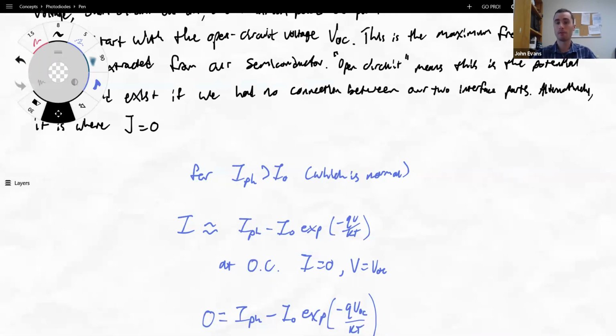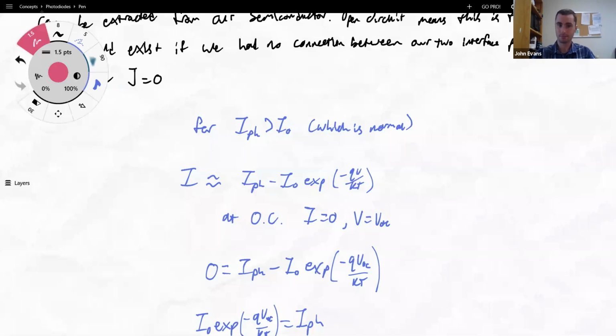In the case where the photocurrent is significantly larger than the dark saturation current, or I naught, which is totally normal and a very reasonable assumption, we can approximate the current voltage relationship as such. All we did is get rid of that -1, because that would be like minus I naught, and we're saying that's too small for it to matter. So we're just going to simplify it a little bit.